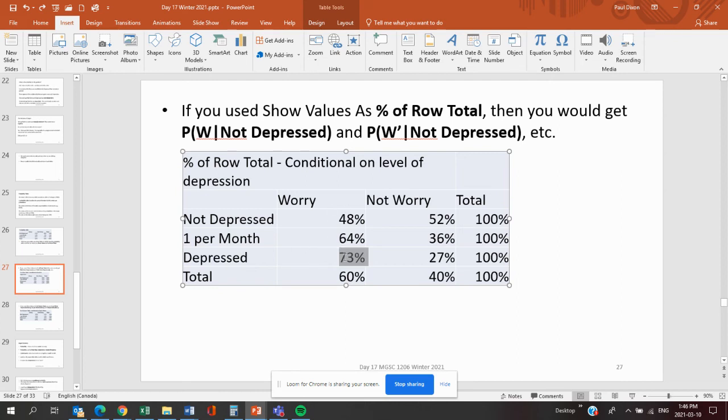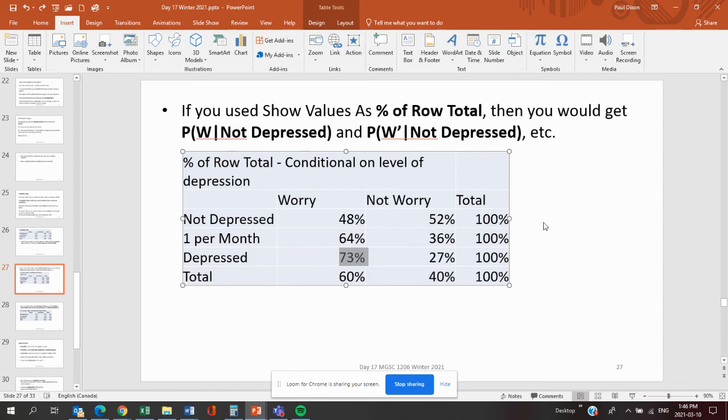And so among the depressed group, what percentage are worried? Among the not depressed students, what percentage are worried? So we can see that as depression increased, worrying increased. And the level of worry did. So we can see that relationship more strongly. And that's what we looked at in assignment 2. They were conditional probabilities that we calculated or had in our pivot chart.